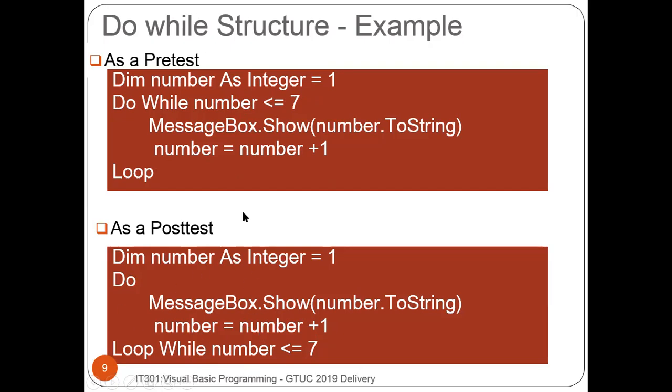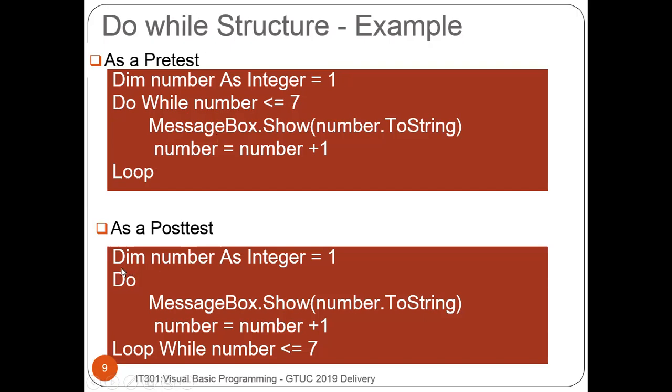But remember, if we initialize here to 8, right? So if we say dim number as integer is equal to 8, what it means is that as soon as we come here, we have 8 is less than or equal to 7, which will be false. So this here will never run, all right?